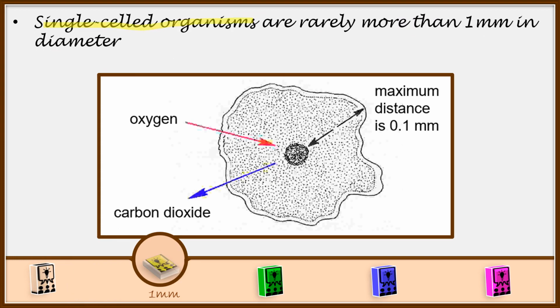Single-celled organisms are rarely more than 1 millimeter in diameter. So for the single-celled organism, it is rare to find that from one end to another end is more than 1 millimeter.